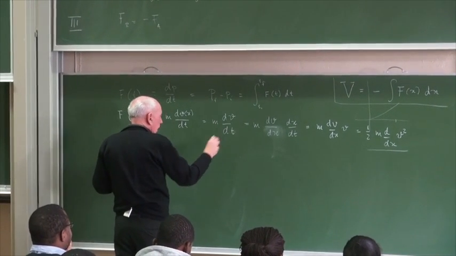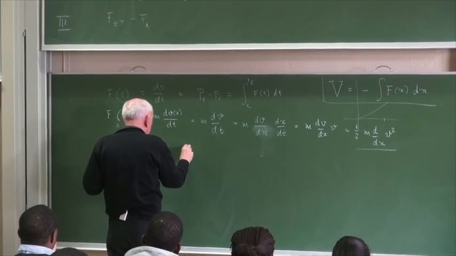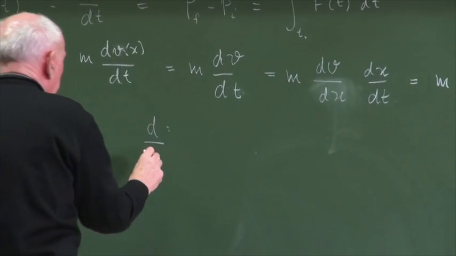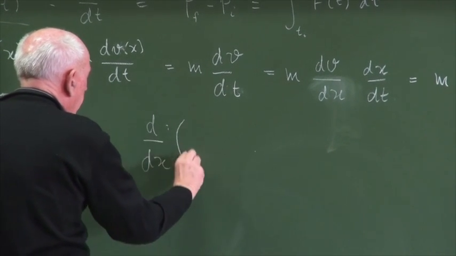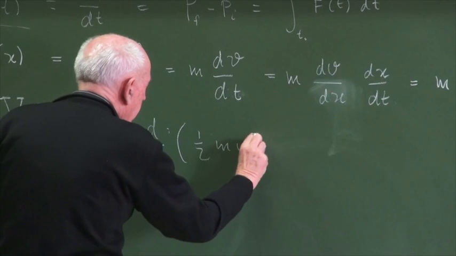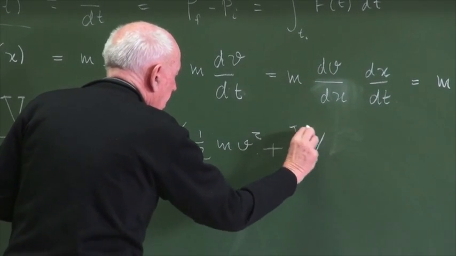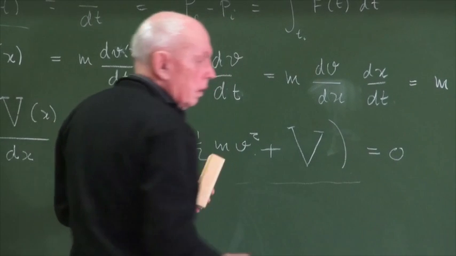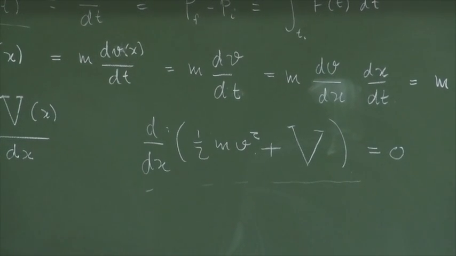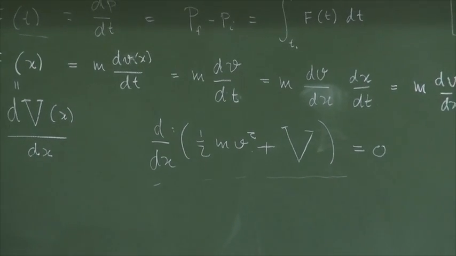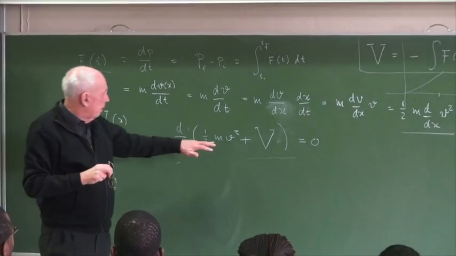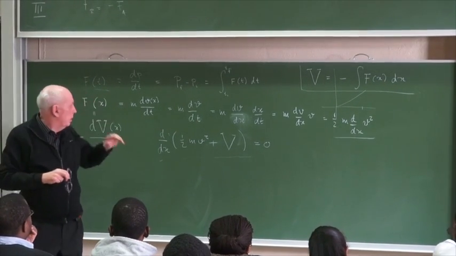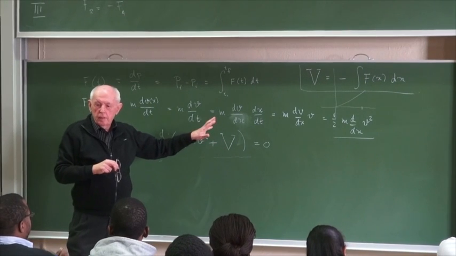And so if I take these two together, I get d dx. I take this one now together with this one. I get d dx of a half mv squared plus V. Okay? And this is zero. And so it means for all positions x where the particle can be, if I differentiate that, this quantity, the differential is zero, which means that a half mv squared plus V is a constant.